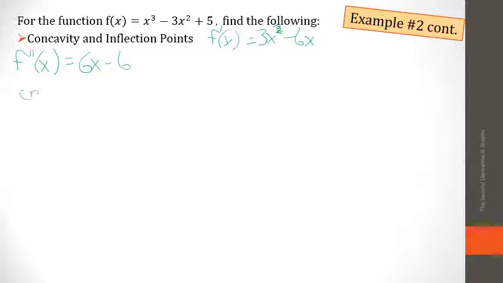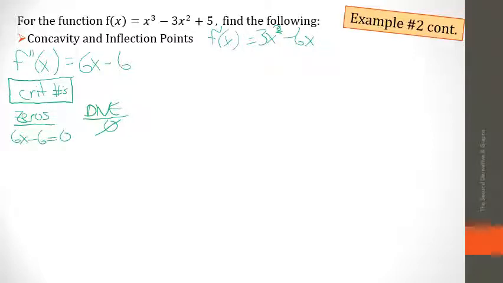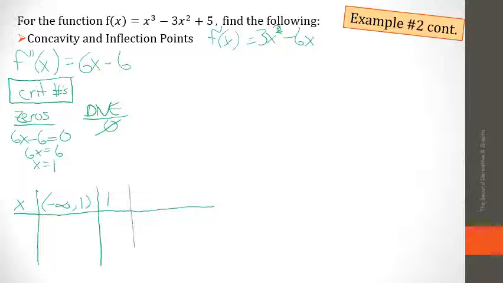We find our critical numbers, which are the zeros and the does not exist numbers. There is no does not exist, but there is a zero. Set 6x minus 6 equal to 0. We get 6x equals 6, so x equals 1. We make this little chart in terms of 1: before 1, so negative infinity to 1, at 1, and then 1 to infinity.